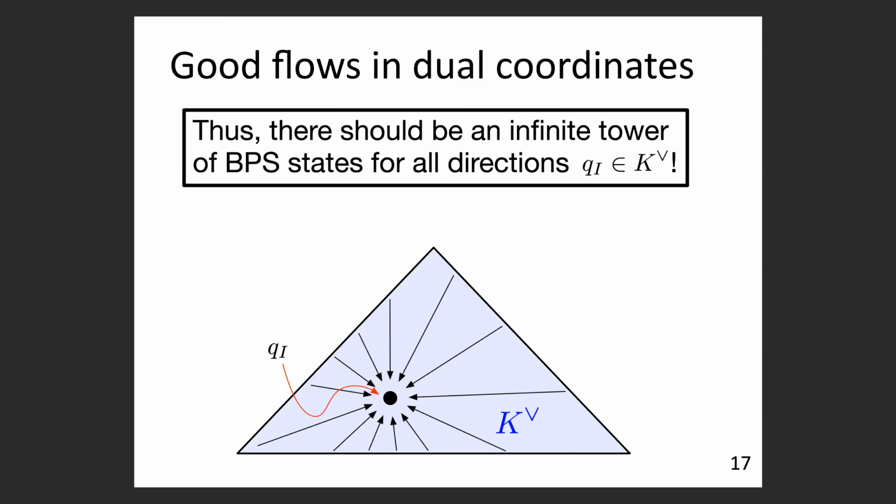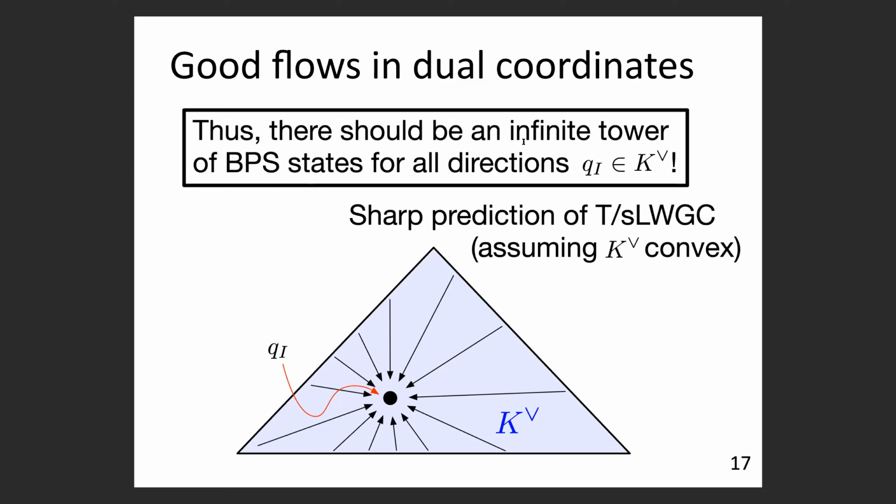So what that means is now I have a prediction. If Q sits inside K check, then there should be an infinite tower of BPS states. In other words, for all directions inside this region of dual coordinates K check, there should be an infinite tower of BPS states. The only technical assumption here is that this K check is convex. If not, then I have to worry a little bit about what if the flow runs into the boundary.